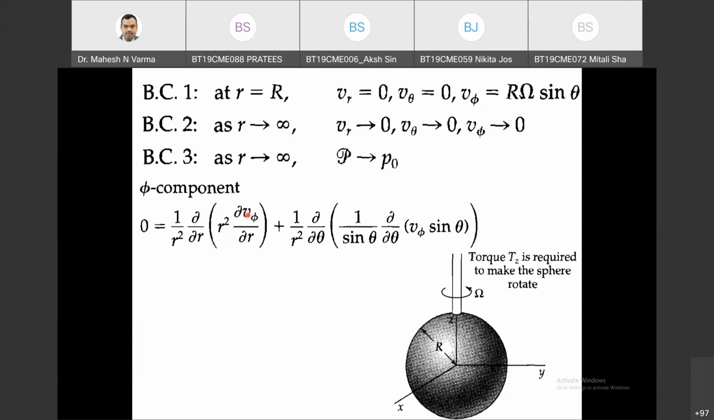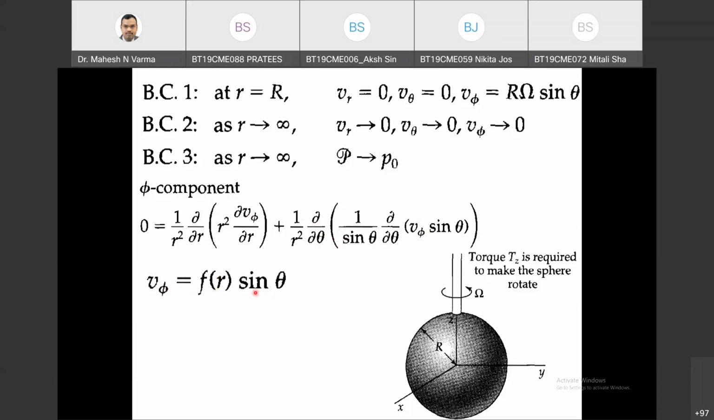Like here, V phi is varying with R and V phi is varying with theta. So I will assume some solution for V phi such that one of the variations will be eliminated. This is the assumed solution: V phi equals a function of r into sine theta. I don't know what f of r is.